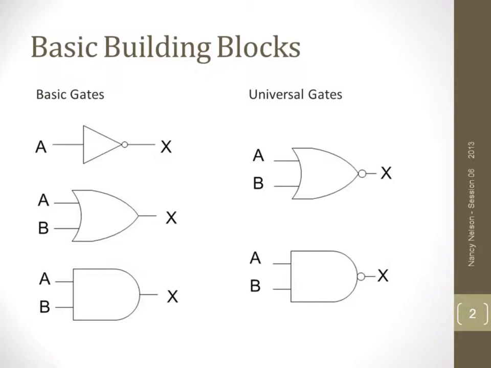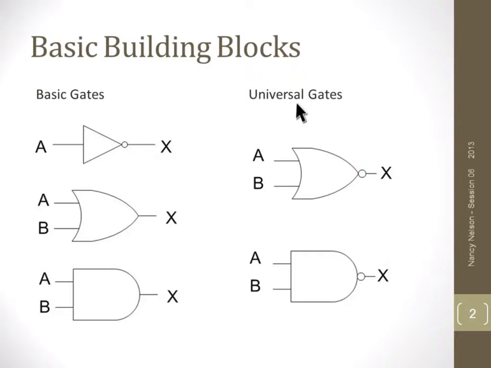If we look at the inverter, we can see that its output is going to be low, indicated by the bubble here, anytime its input is high. We look at the OR gate, its output is going to be high anytime any of its inputs are high. And finally, the AND gate is going to be high anytime all of its inputs are high.